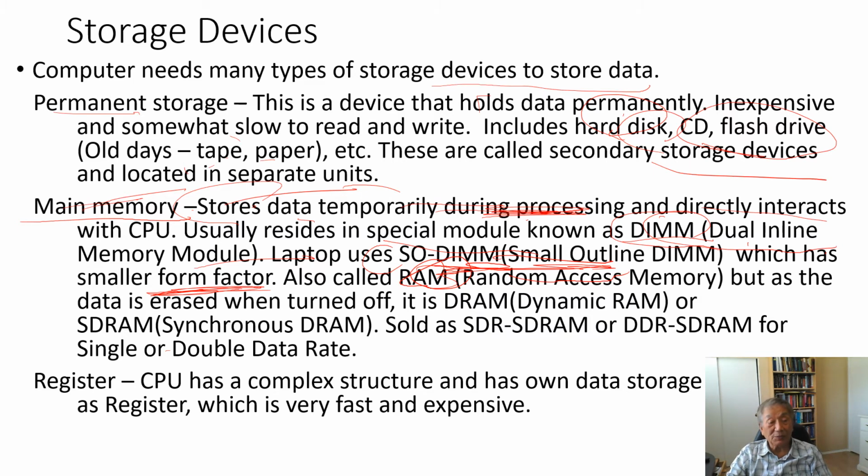So random access memory is usually called DRAM, dynamic, because once it has stored some data, when you turn off the computer, it is erased or becomes junk. There is also static RAM, but that one is expensive, so we are not worrying about it. Then SDRAM, synchronous DRAM.